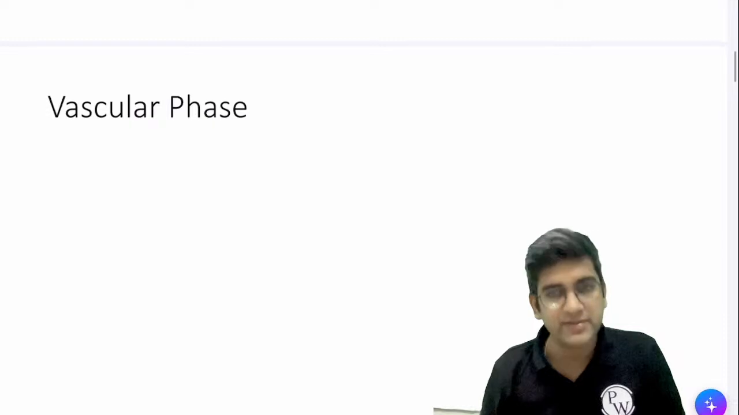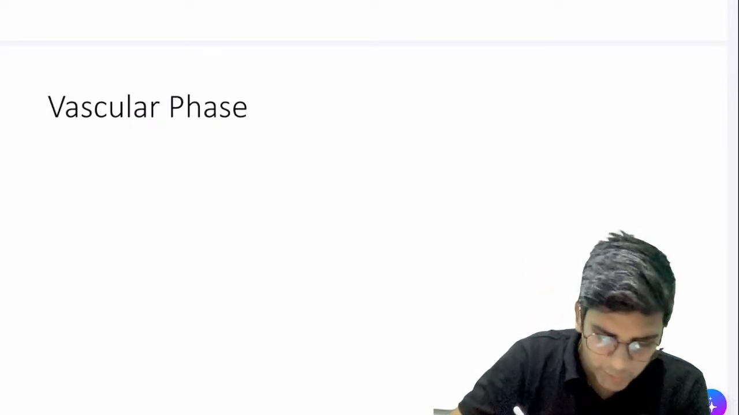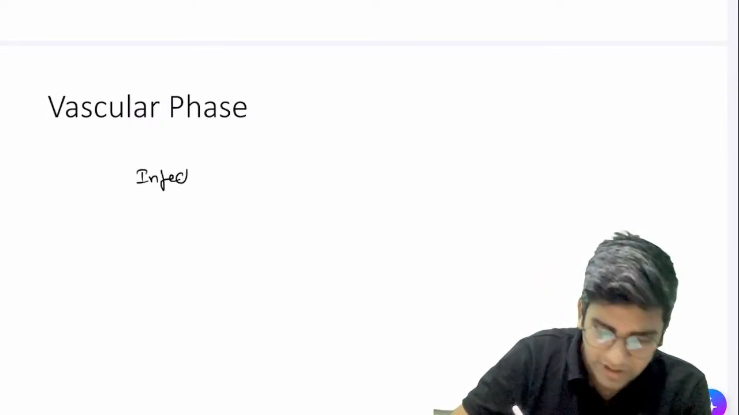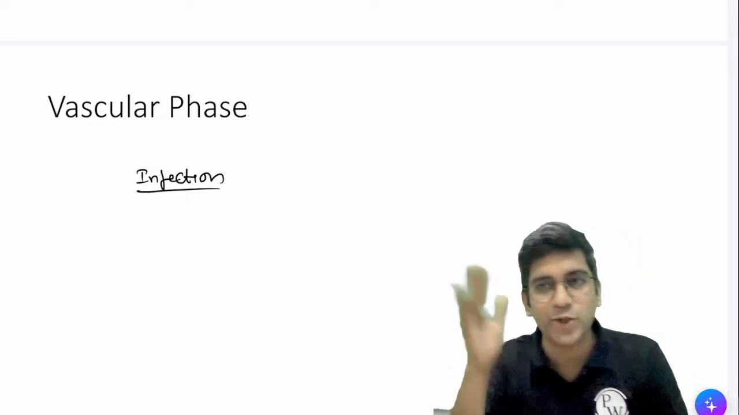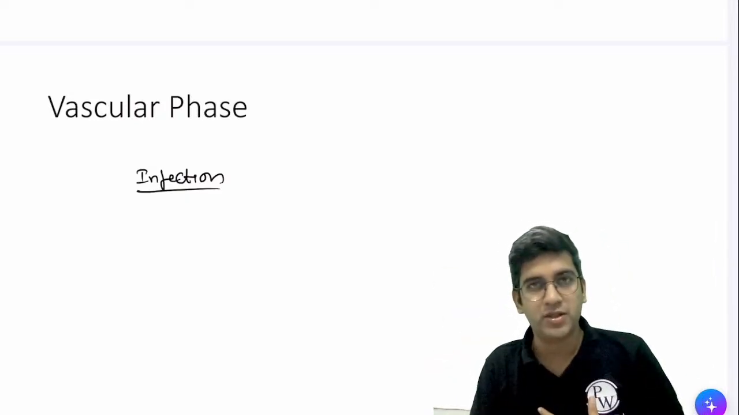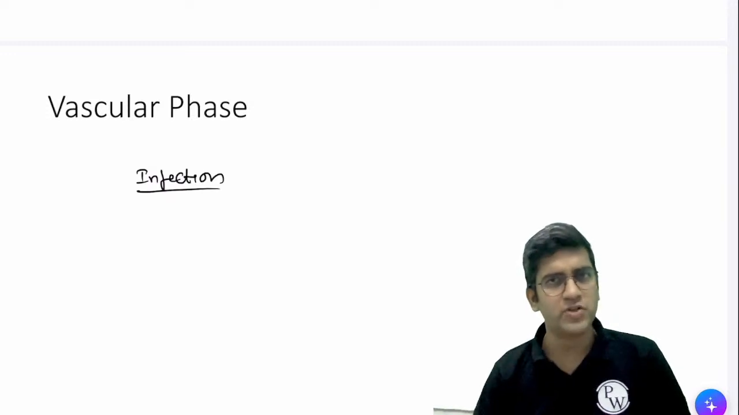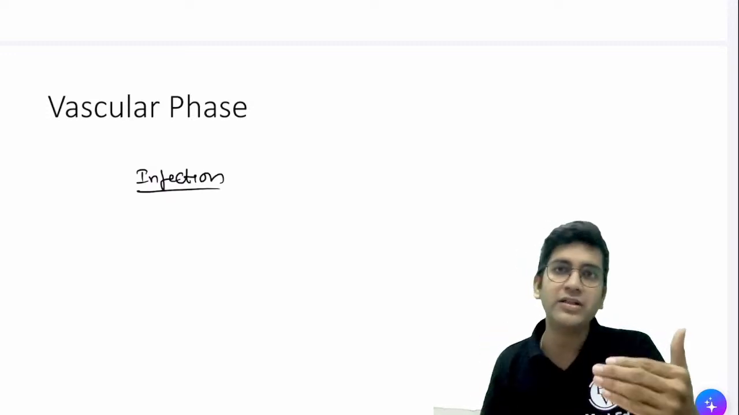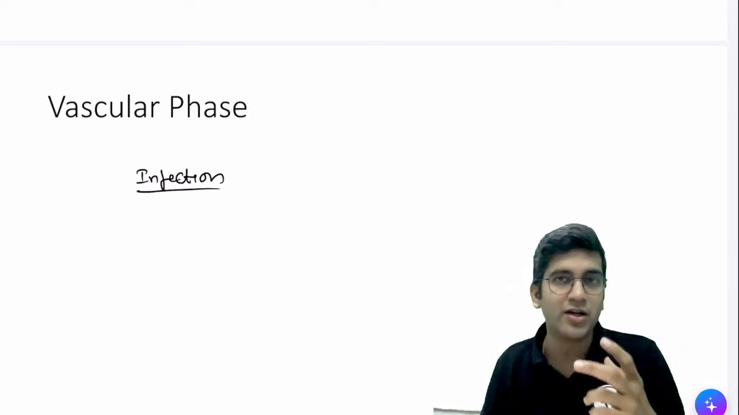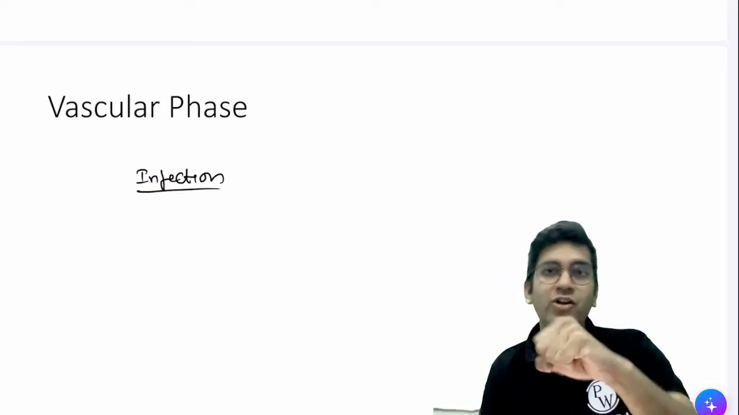Now in the vascular phase, there are two things that happen. Let's assume you had an infection, or let's assume that someone comes and tries to hit you. What will be the first response? Will you hit them back or will you block? Obviously the first response will be blocking it. Then only you'll hit back. However big you are, even if you're Mike Tyson, you'll block and then only you'll punch back, right?